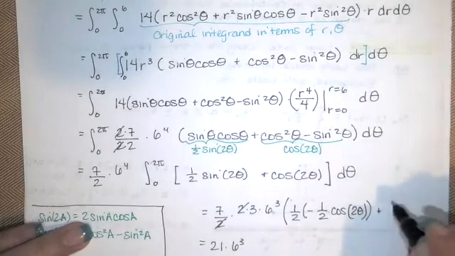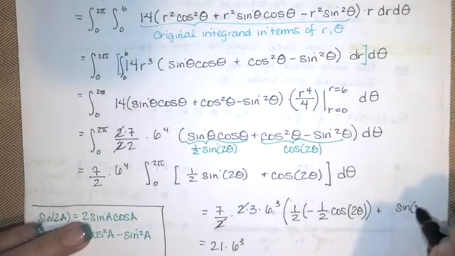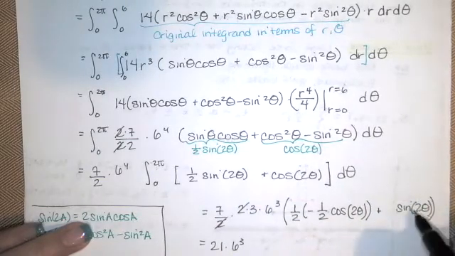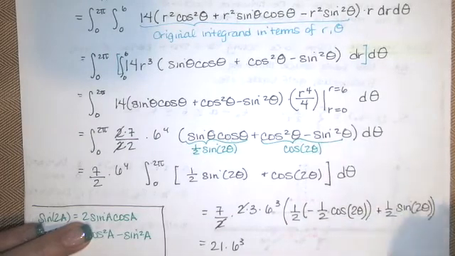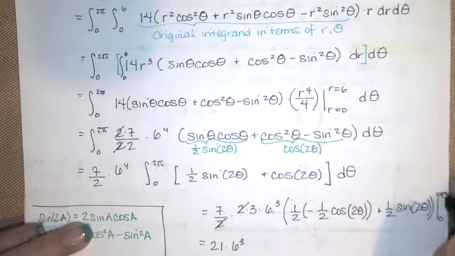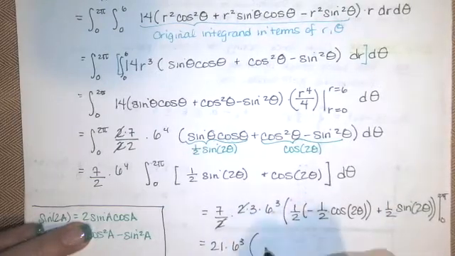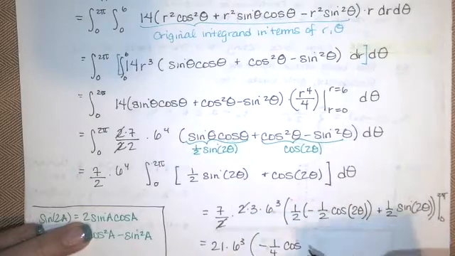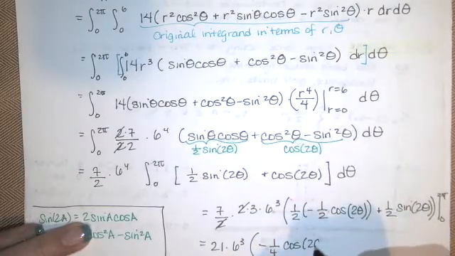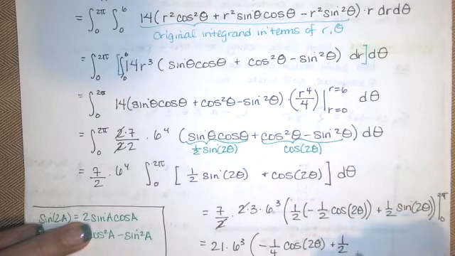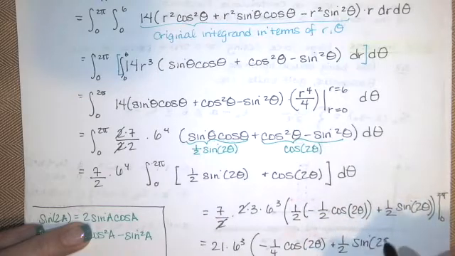And the antiderivative of cosine of 2 theta is sine of 2 theta. And if I was taking a derivative, I'd multiply by 2. To take an antiderivative, I divide by 2, evaluate from 0 to 2 pi. So we're going to have negative 1/4 cosine of 2 theta plus 1/2 sine of 2 theta.